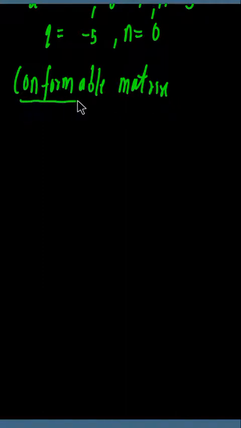Conformable matrix. Two matrices A and B are said to be conformable when the number of columns of A is equal to the number of rows of B, or vice versa. So matrix A is said to be conformable with matrix B if and only if the number of rows of matrix A is equal to the number of columns of matrix B. Let's consider this matrix A, for example.